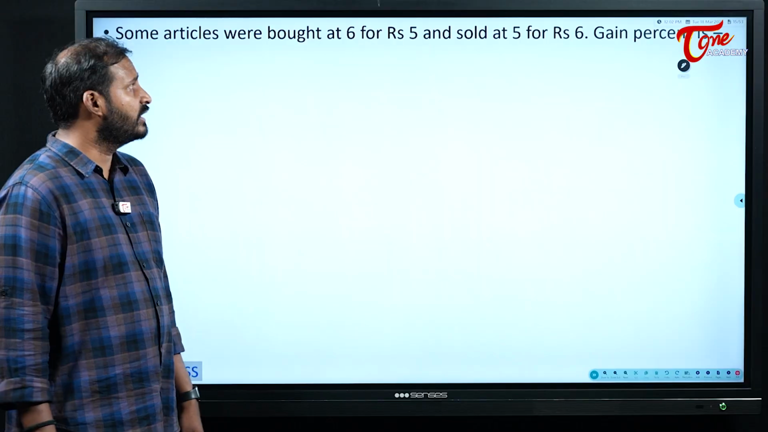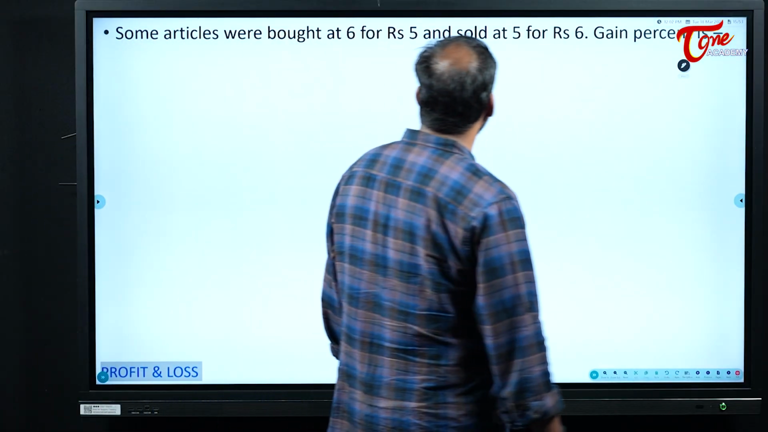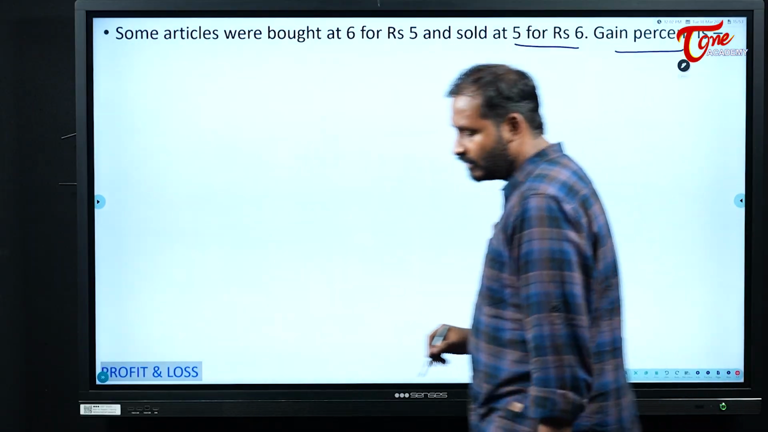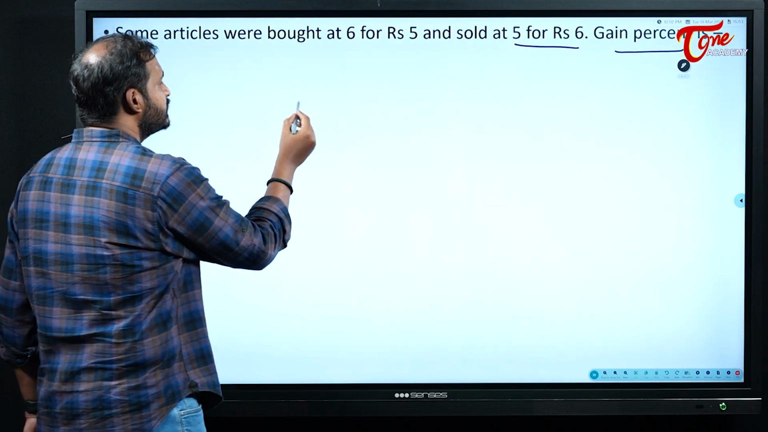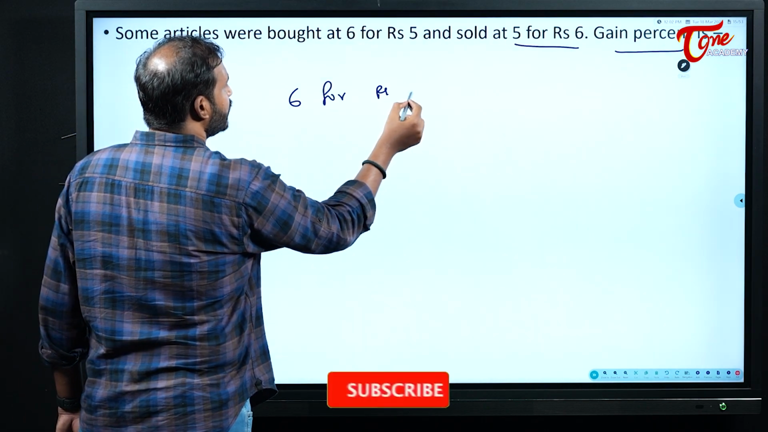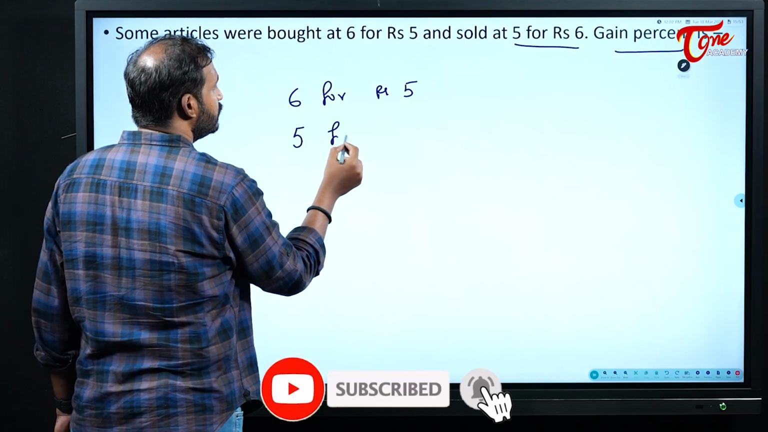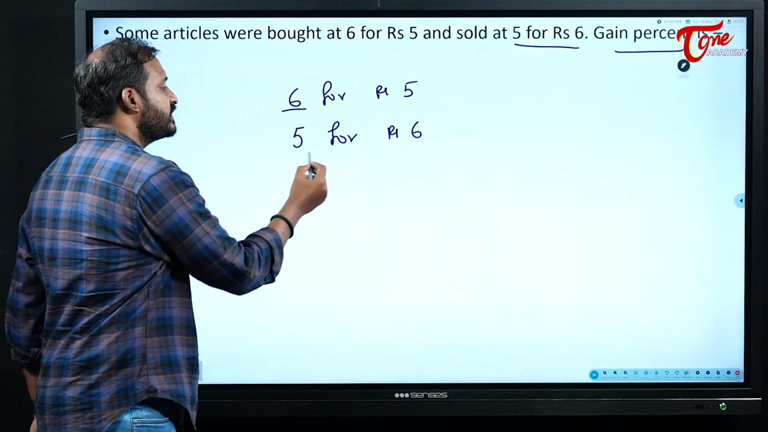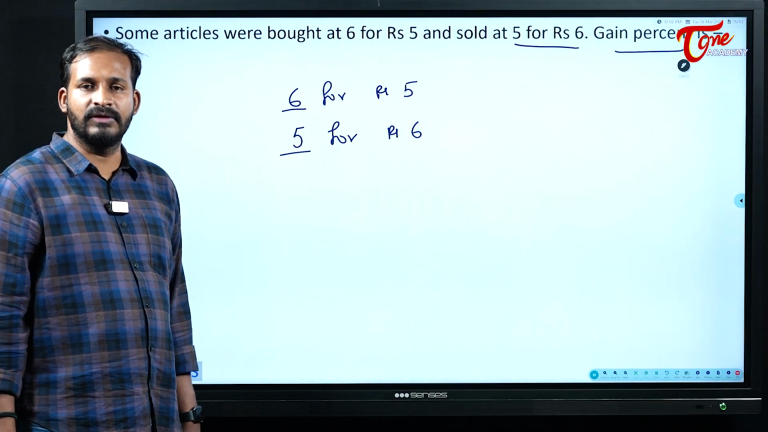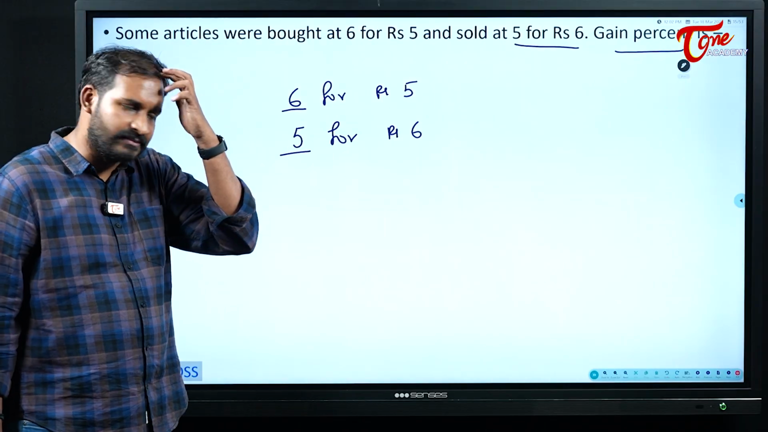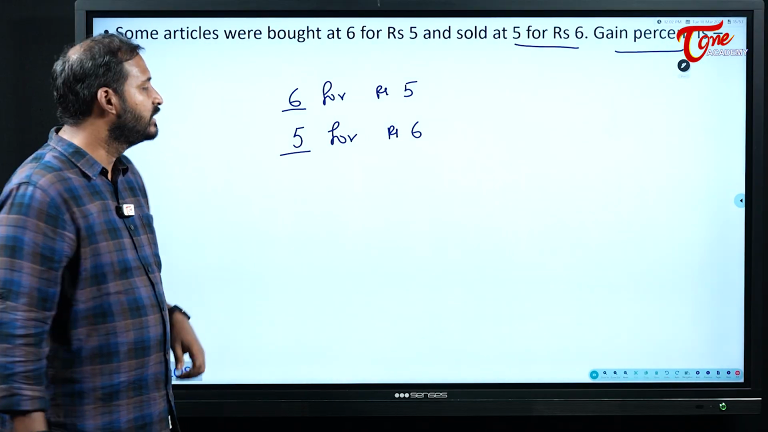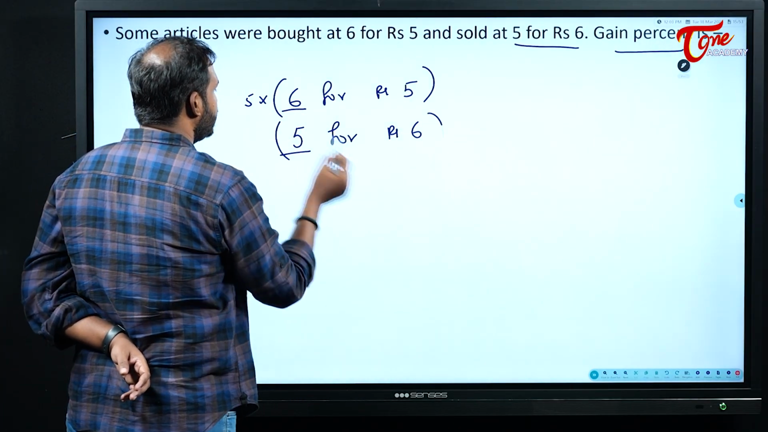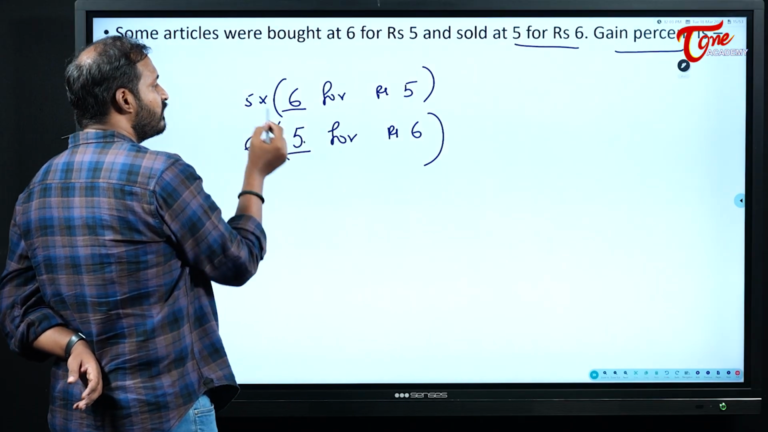Some articles were bought at 6 for rupees 5 and sold at 5 for rupees 6. Find the gain percentage. Okay, the same thing. They bought 6 for rupees 5 and sold 5 for rupees 6. Just now I told you, if the quantities are unequal, first of all try to equalize them. How can you equalize them? From the LCM concept, by taking the LCM. What is the LCM of 6 and 5? It is 30. Or else simply cross multiply them.